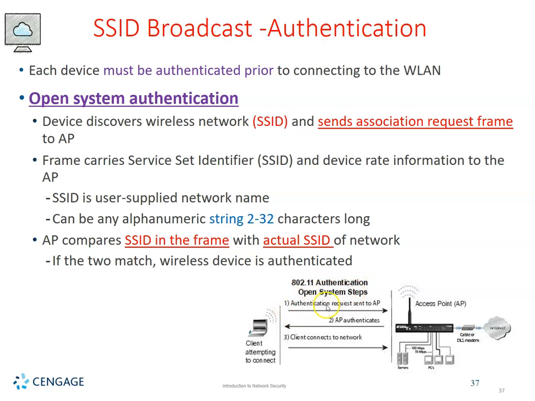So we have an authentication request sent to the AP. That was this step 1. Next, the frame carries the service set identifier, SSID, that's what that stands for, and device rate information to the AP. The SSID is a user-supplied network name and can be any alphanumeric string 2 to 32 characters long. So the AP will compare the SSID in the frame with the actual SSID of the network. If the two match, then it will authenticate. As you see here in this step 2, it will authenticate and allow the client then to connect, in step 3.